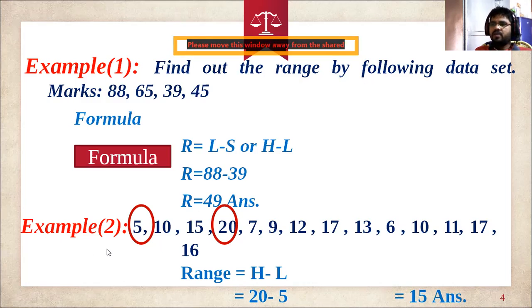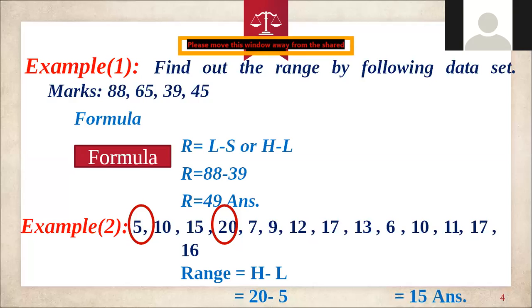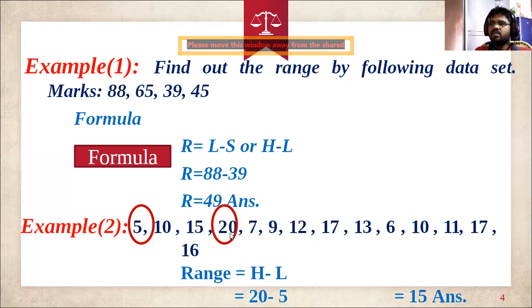Another example: if I conduct an internal exam, some people will get marks out of 20. One person got 5 marks, another 10, another 15, 20, 7, 9, like this. I am going to find the range: who got the highest marks, who got the lowest marks, and what is the range of the internal marks. What is the highest value in the internal exam? 20, someone has got 20 marks. What is the lowest? When you observe, 5 marks is the lowest value.